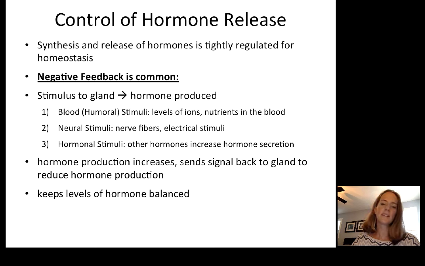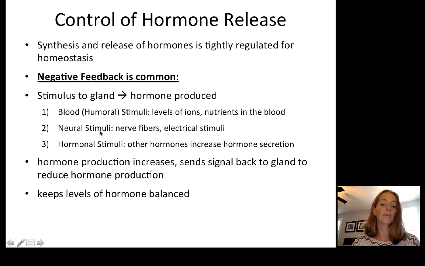So the stimulus to the gland in this case is through direct levels of molecules in the blood. This is also called humoral stimuli, but be careful not to mix that up with hormonal stimuli. So the blood or humoral stimuli is the level of certain molecules in the blood that is being sensed by the gland. And that gland then will produce hormones based on the levels that it senses.